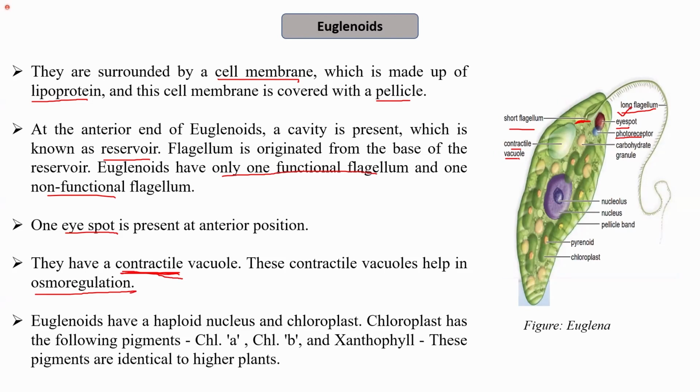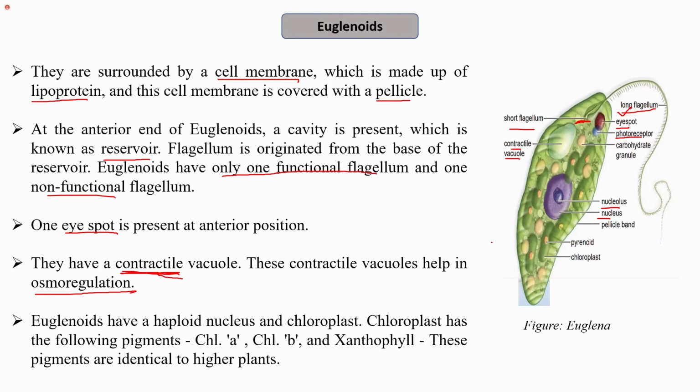And euglenoids have a haploid nucleus. We mentioned earlier that diatoms have a diploid nucleus, that is the 2n type. The nucleus in this case is of the haploid type, and since it is a eukaryotic cell, the nucleus is covered with a nuclear membrane, and it is not a naked nucleus like in bacteria. So it is covered with a nuclear membrane. It consists of a nucleolus also.